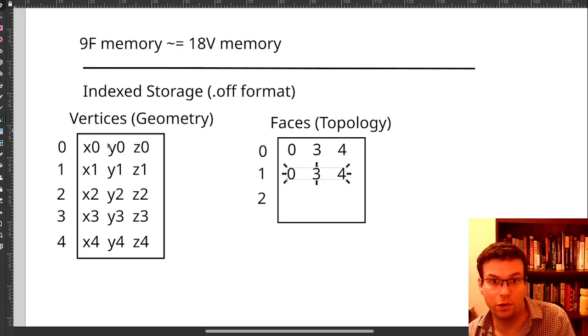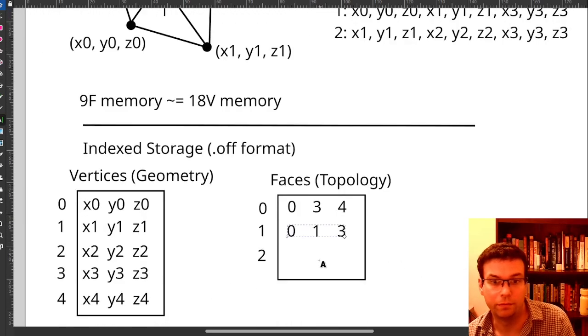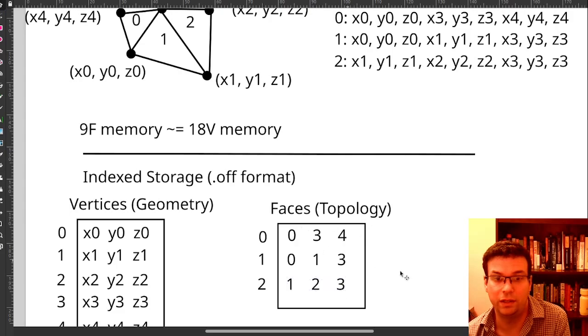And to draw the third face, okay, so I got 0, 1, 3. To draw the third face, it's going to be 1, 2, 3. So there's all my topological information. And what's very neat about this is now I can make a change to one of the rows in the vertices, and that change will automatically update all the faces. I do not have to change anything in the face table.